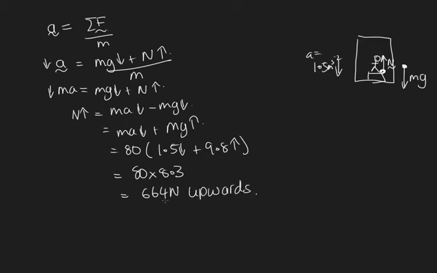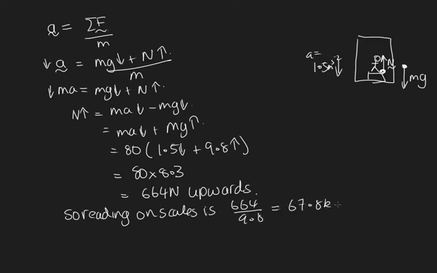So to get a reading on the scales, we just divide by 9.8. So the reading on the scales is 664 over 9.8, which is 67.8 kilograms.